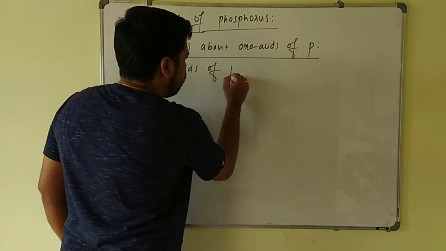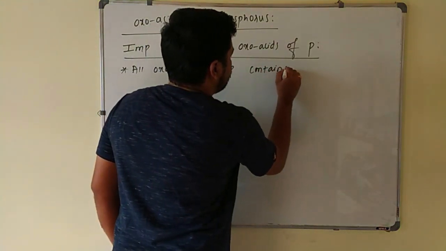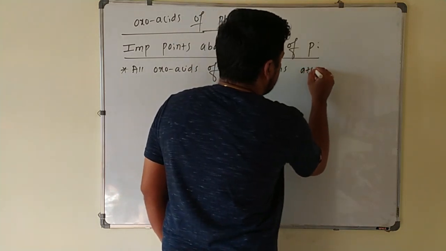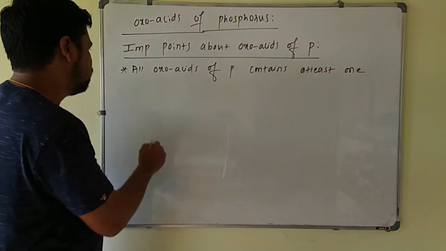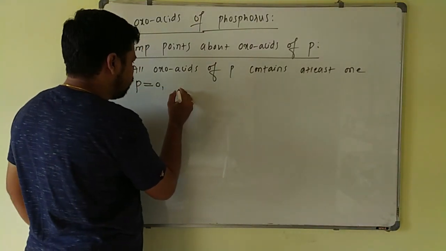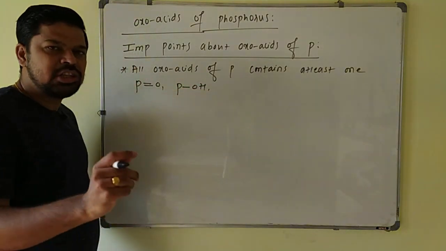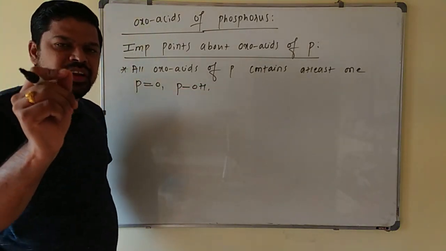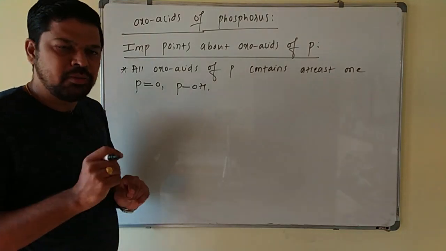contain at least one P=O and one P-OH bond. All the oxoacids of phosphorus contain at least one P double bond O and one P-OH bond.